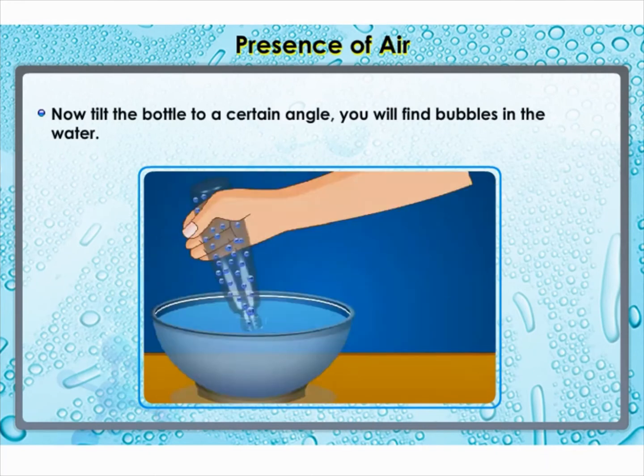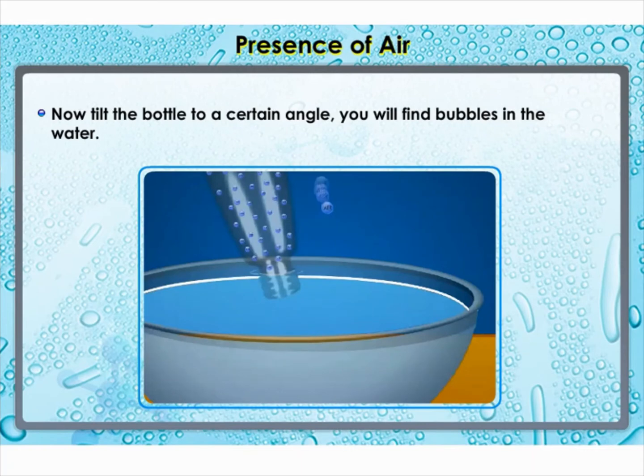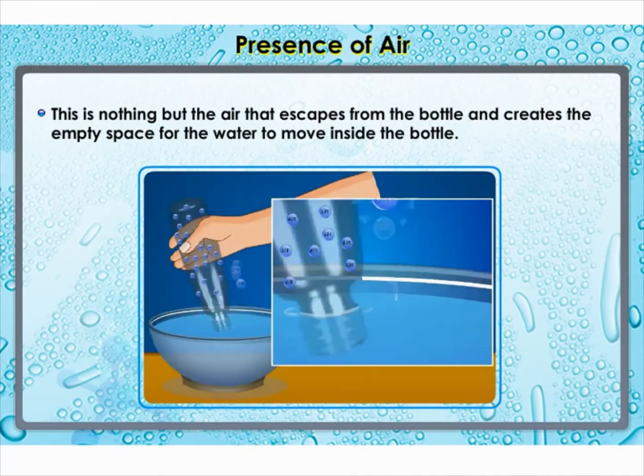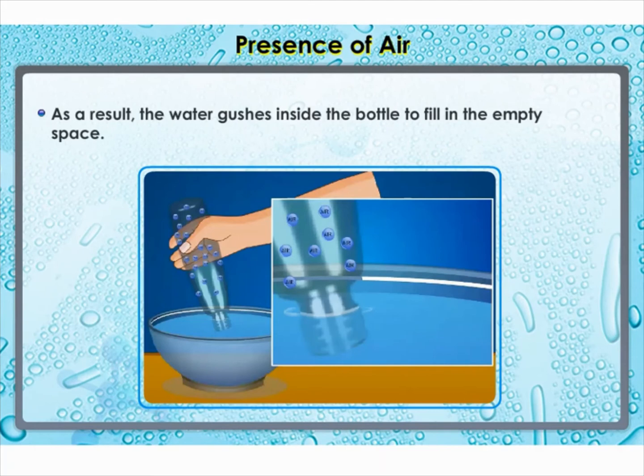Now tilt the bottle to a certain angle. You will find bubbles in the water. This is nothing but the air that escapes from the bottle and creates the empty space for the water to move inside the bottle. As a result, the water gushes inside the bottle to fill in the empty space. Hence, this proves that air is present everywhere.